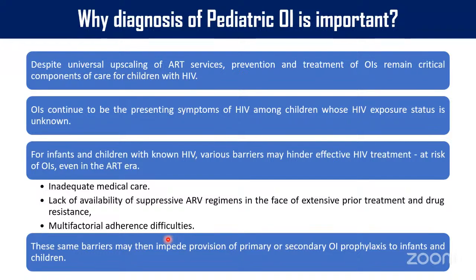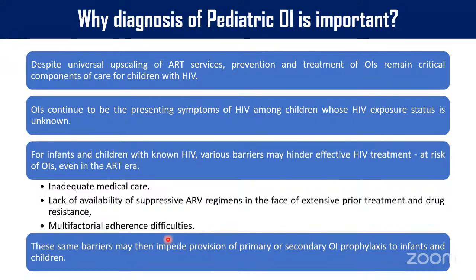But in the general population, in the general pediatric care, HIV is still a neglected one. So the medical care in the general pediatric services related to HIV is still inadequate. In that context, it's a barrier for the management of OI infection. Similarly, there is lack of availability of suppressive ARV regimen. Though we have a very good regimen now, there are some challenges, especially in children, regarding acceptability of those regimens and sometimes supply chain issues, interruption in between.